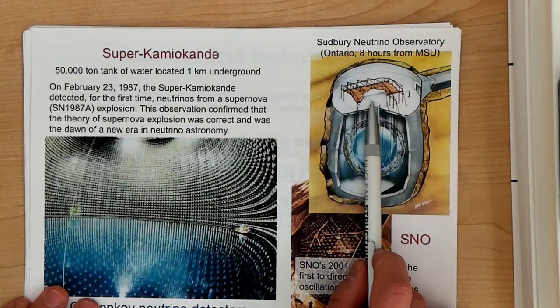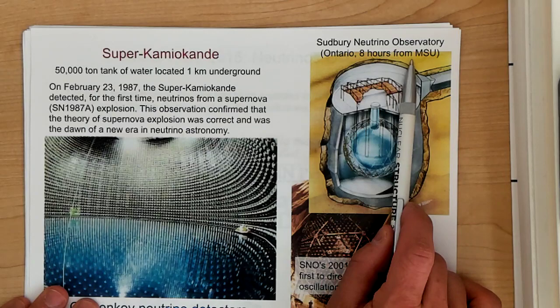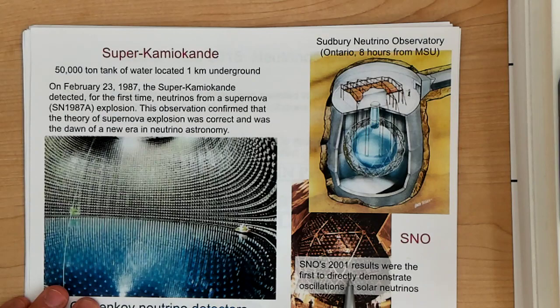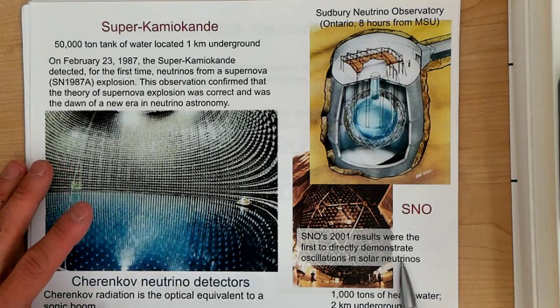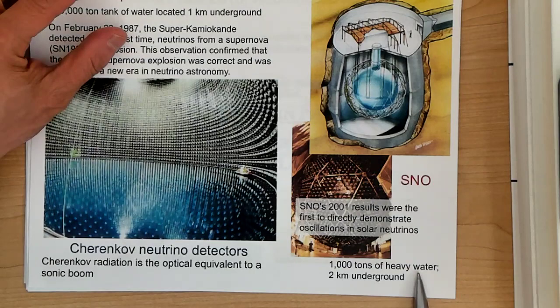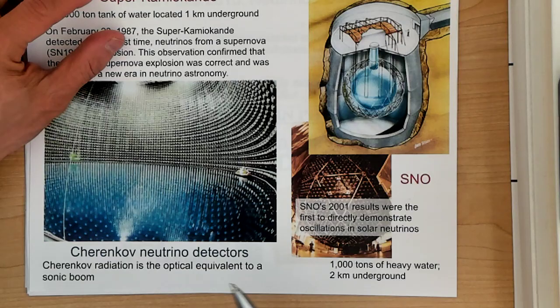Here's a picture of the Sudbury Neutrino Observatory, SNO, which is not so far away from here, driving-wise. In 2001, these were the first to demonstrate oscillations of these solar neutrinos. And this is 1,000 tons of heavy water. Heavy water is deuterated water, where the hydrogen is a deuteron. And this is about 2 kilometers underground.